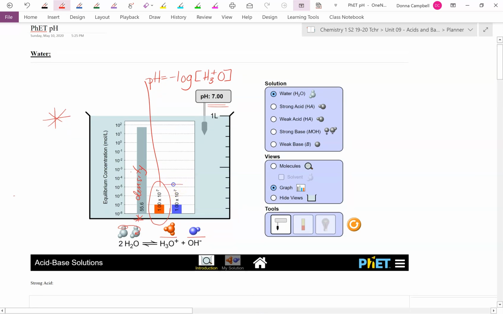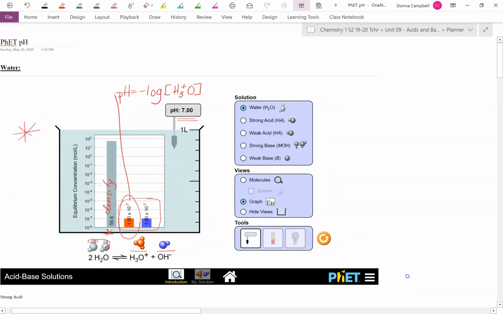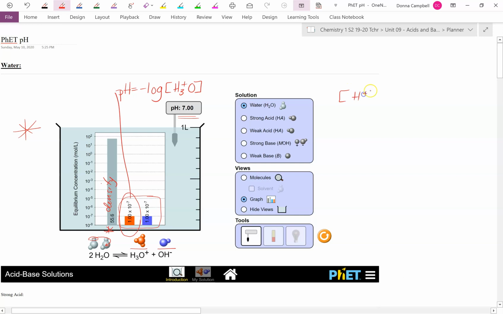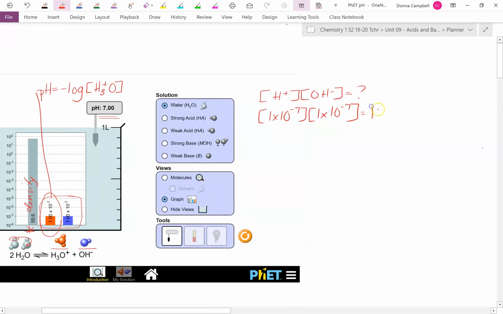Now, let's look at the product of these two. If I take the H plus concentration and the OH minus concentration and multiply them together, 1 times 10 to the negative 7 times 1 times 10 to the negative 7, I actually get 1 times 10 to the negative 14. And this is a very, very important number because, as it turns out, the H plus concentration times the OH minus concentration will always equal 1 times 10 to the negative 14.